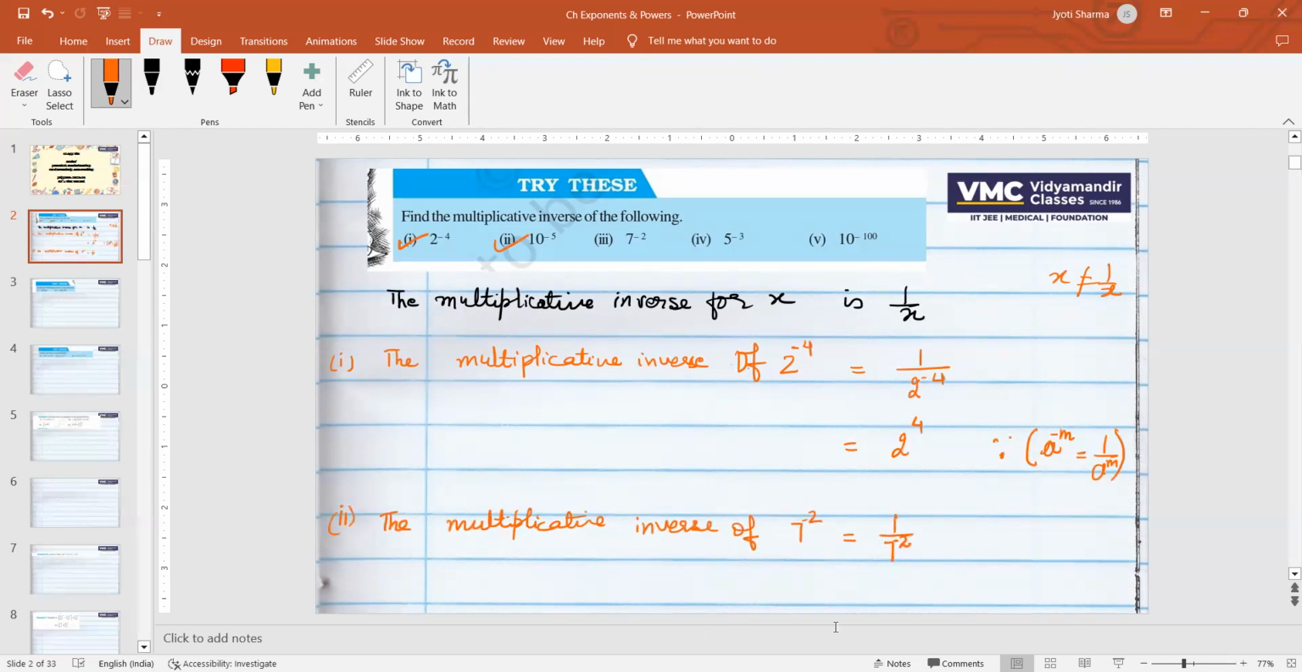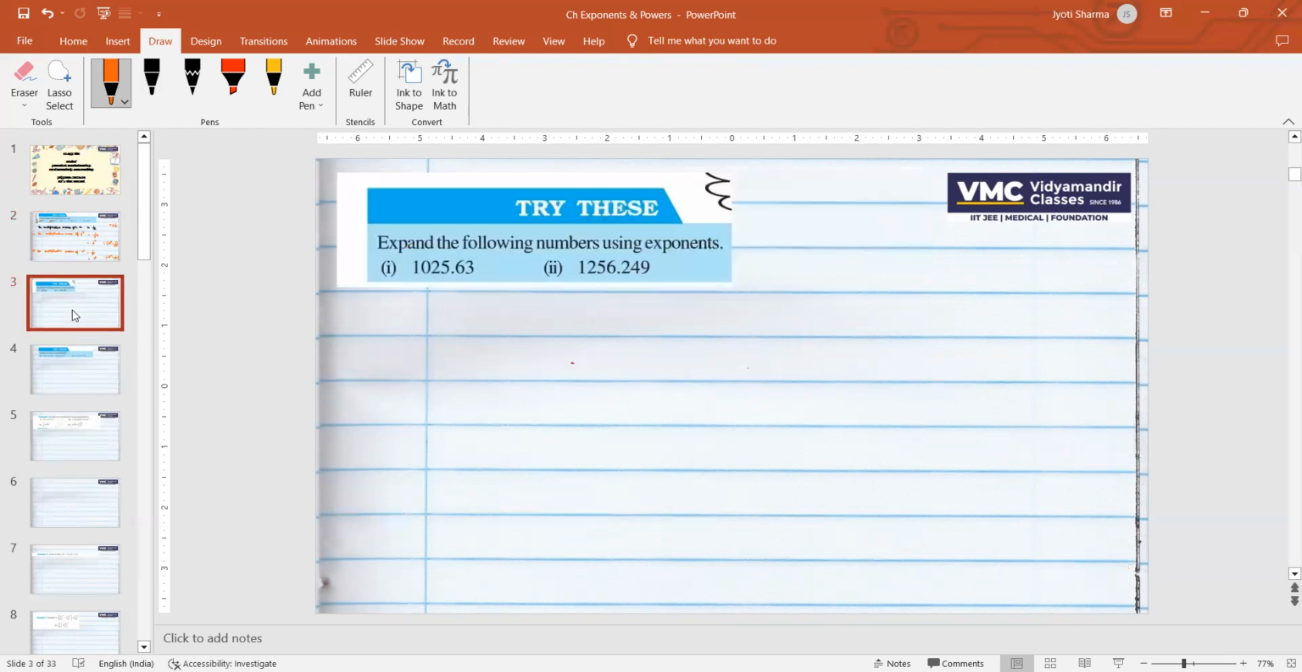The power will remain negative because we are right now doing the multiplicative inverse, and the general concept says don't leave negative power. So I'm going to change the power into positive. I'm doing the reciprocal of the base, using the rule. Writing the rule is very important. It is a marked step.